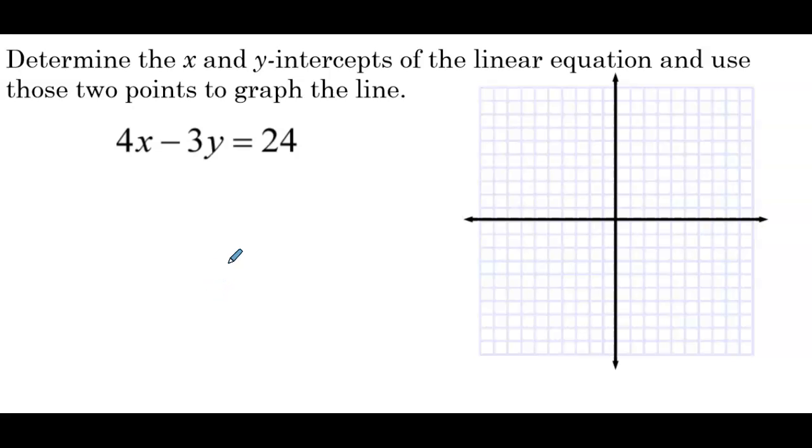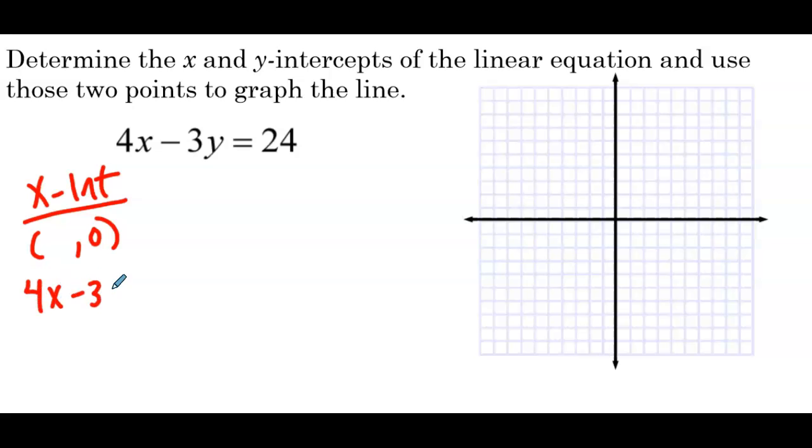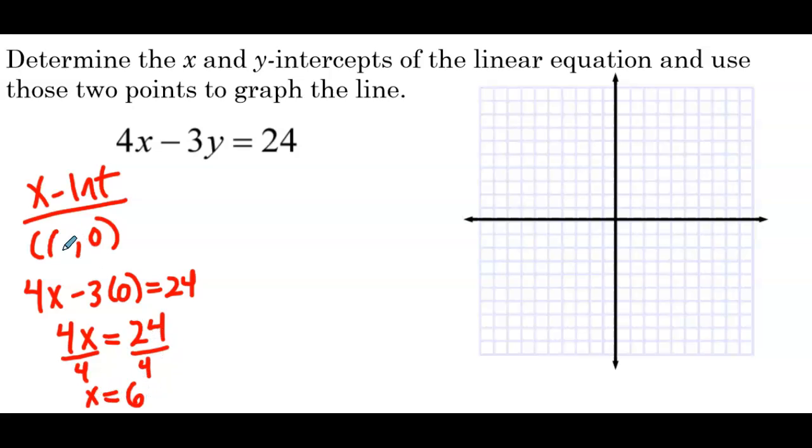Our next example, 4x minus 3y equals 24. So we'll start with the x-intercept. That's a point whose y-coordinate is 0. So 4x minus 3 times 0 equals 24. We substitute 0 in for y. Now simplify. 3 times 0 is 0, so we have 4x on the left side equals 24. Divide both sides by 4. X equals 6. So we have the point 6, 0.